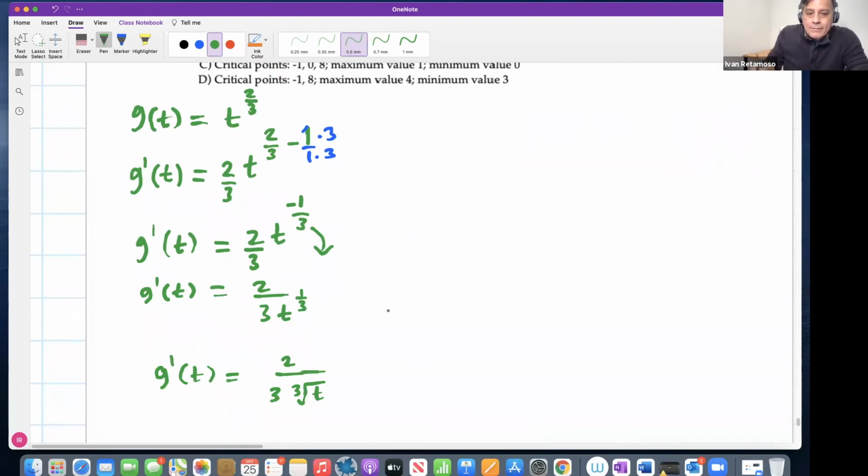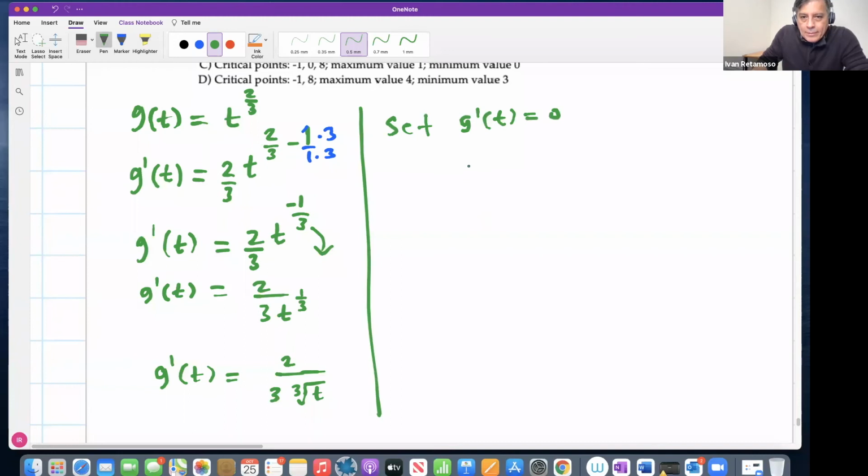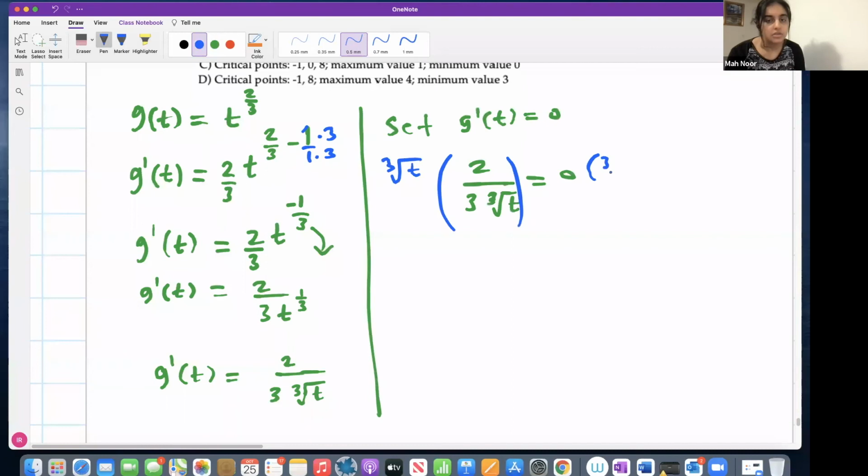Yeah, it's a special function. Now, we are supposed to set this guy equal to 0. But look what's going to happen when we do that. 2 over 3 cube root of t equals 0. If I multiply both sides of this equation by cube root of t, we lose our t.